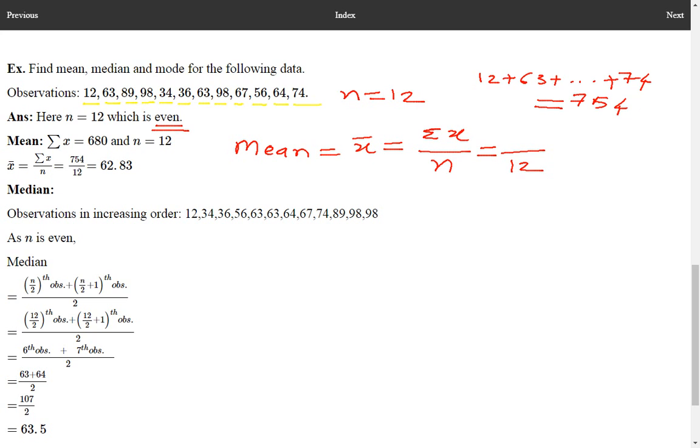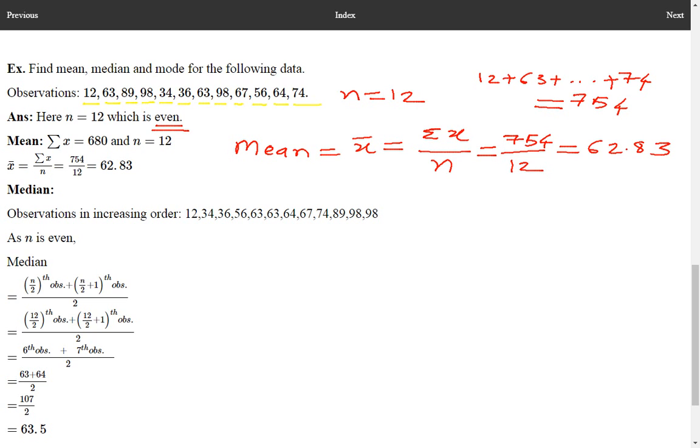You can calculate this sum. Pause the video for a while and calculate its sum. Verify that it is 754. So 754 upon 12 equals 62.83. So the mean of this set of observations is 62.83.